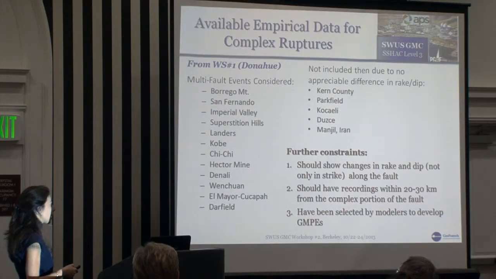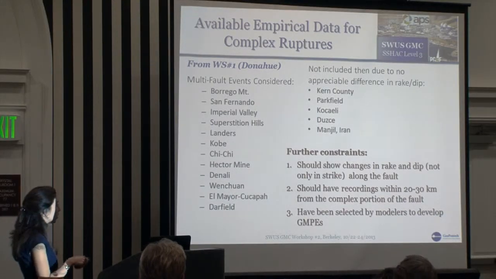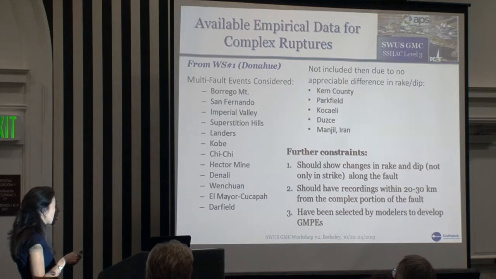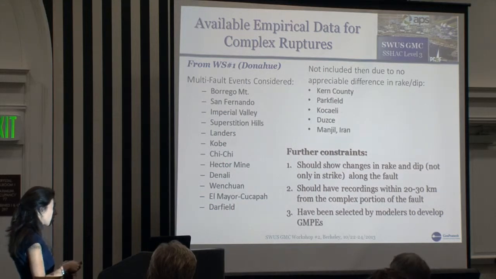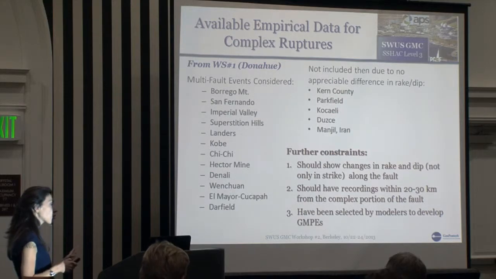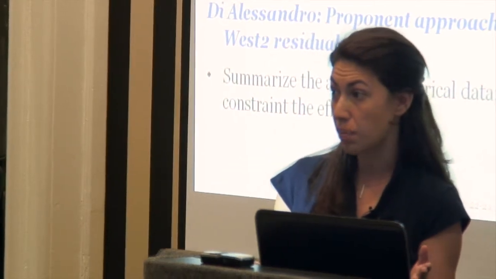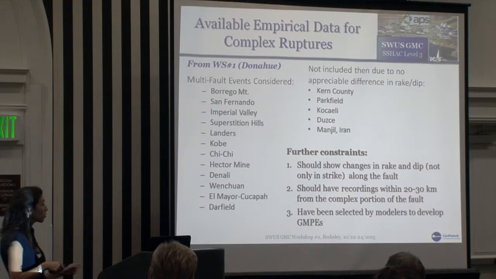So we took the analysis further, and we applied further constraints. We selected only those events which show changes in rake and dip, and not only strike. Some of these events have a variation in different segments that appears in the strike direction. Strike is not one of the explanatory variables in our GMPs, so I'm not accounting for those events.